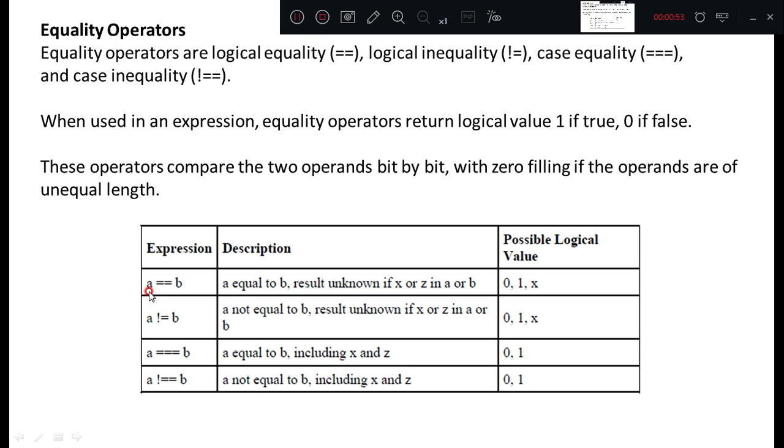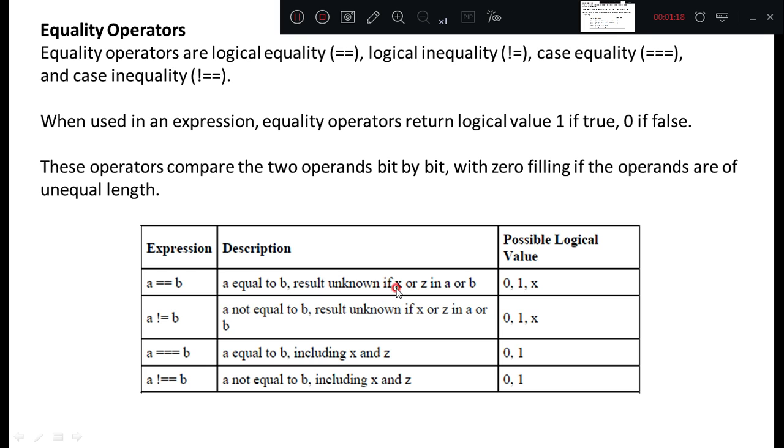You can observe here A double equal B, A equal to B. When you use it as part of a condition, if A and B are equal, it returns logical 1 value. If A and B are not equal, it returns 0.